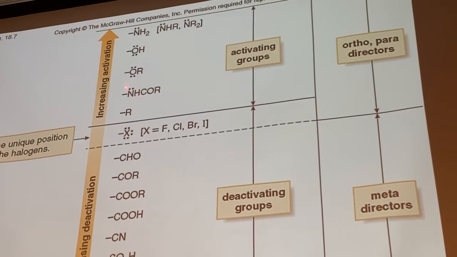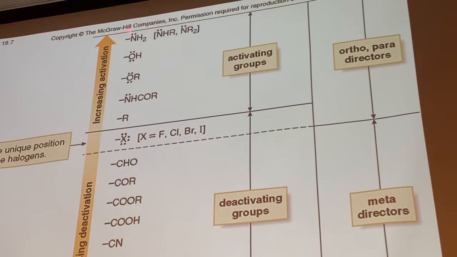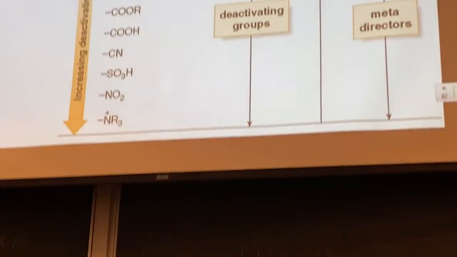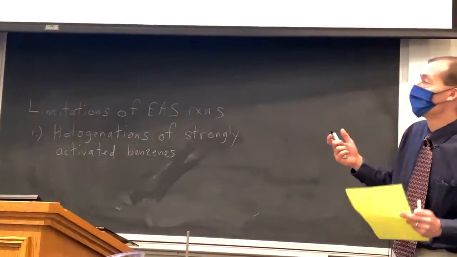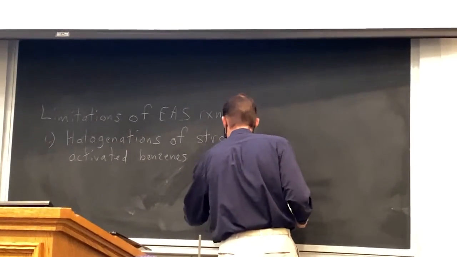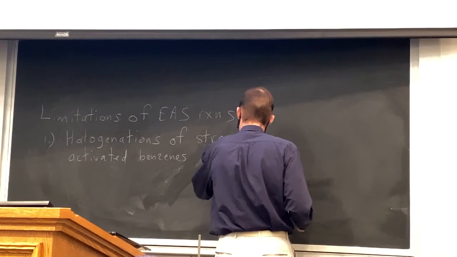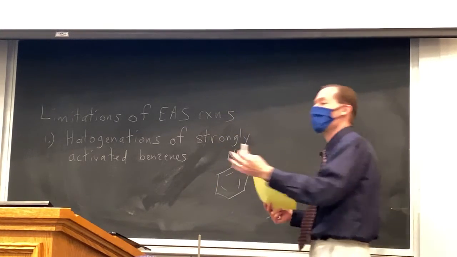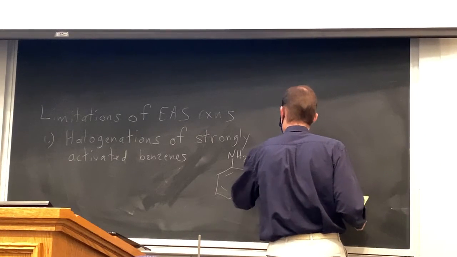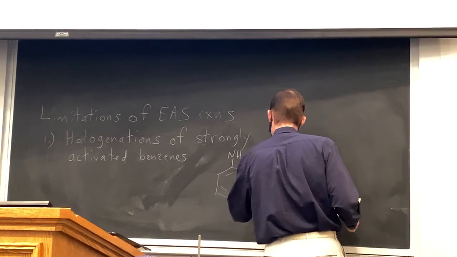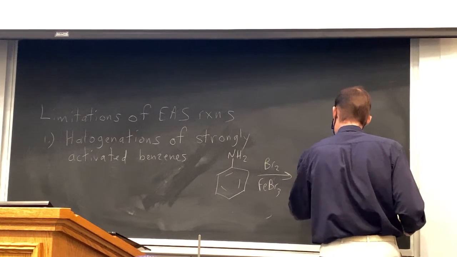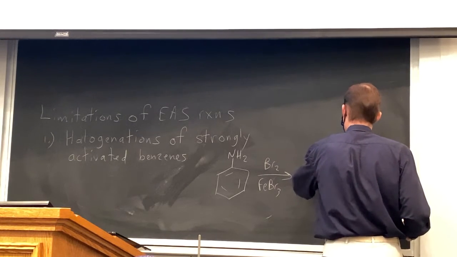We'll talk in a moment about why this one is kind of medium, not quite as activating as these 3. And then, of course, the alkyl groups, because they only donate by induction and not resonance, we know that alkyl groups are weaker activators. But if we have a strongly activated benzene, such as aniline, remember we have our 3 common names that we need to know, and aniline is one of them. If we want to perform halogenation under our standard halogenation conditions, we are going to get a polyhalogenated product.